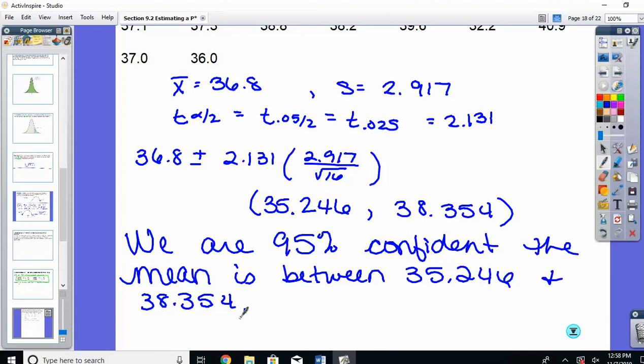I'm not always going to give you just a list of numbers. Sometimes I will just tell you in the problem X bar is this and S is this, and all you have to do is plug in. So it can go either way. Any questions on that?